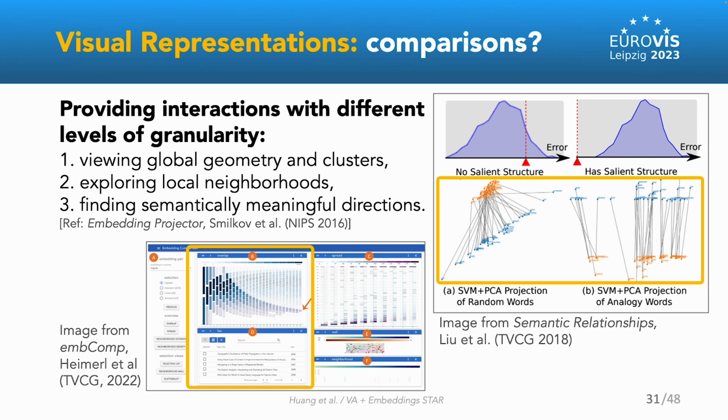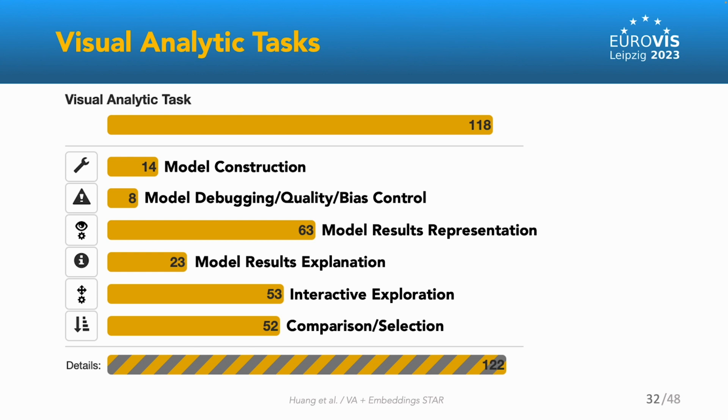Similarly, we also found some papers in the field of social media visual analytics to review connections of smaller user groups or attribute features. As a result, they add links or parallel coordinate plots to show such correlation or connection. Besides those three general tasks, viewing global geometry, exploring local neighborhoods, and finding semantically meaningful directions, we also created a more detailed category of visual analytic tasks associated with those embedding panels.